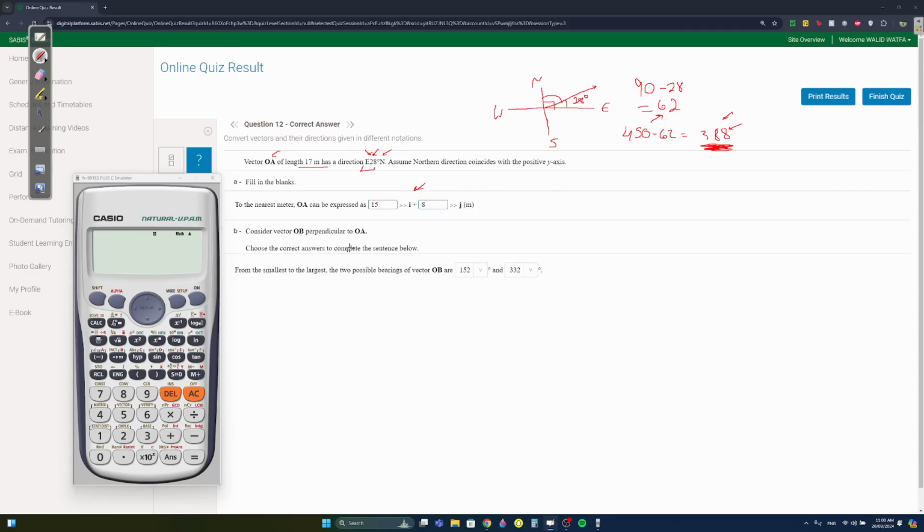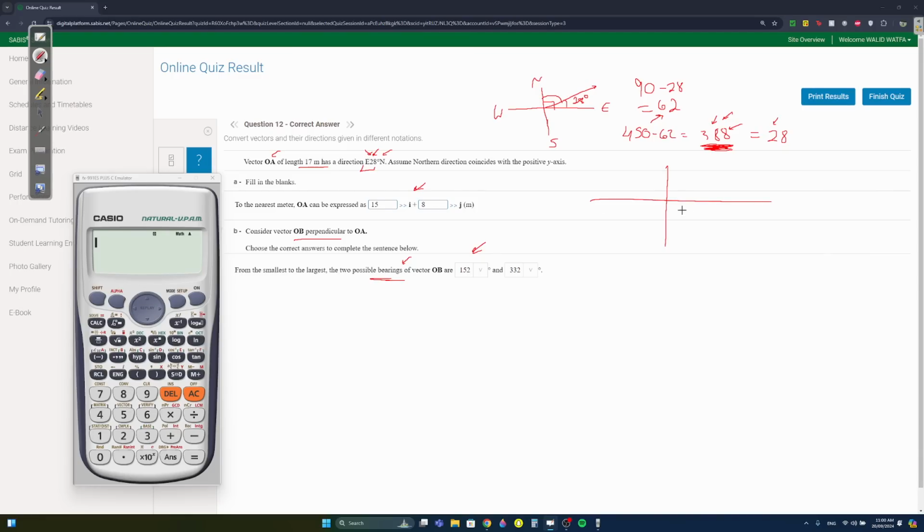Consider the vector OB which is perpendicular to OA. From the smallest to largest, the two possible bearings of vector OB are... Okay, let's see. Now, do we have the angle? We have the angle, 388. For here, if you use 388, it will be wrong. Just use the angle 28, like I told you, just to stay on the safe side, guys. Let's not solve with angles above 360. If it's above 360, just subtract 360 to get the angle 28.